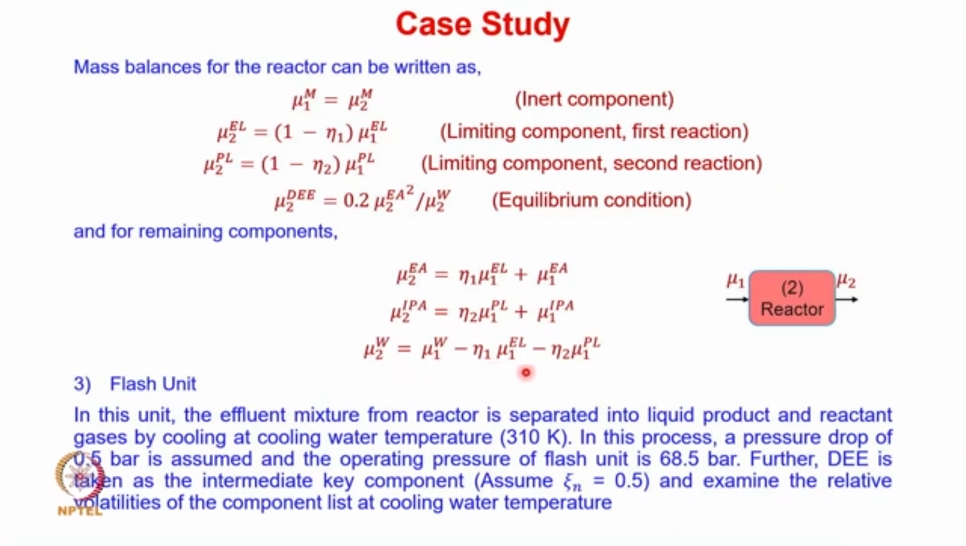Water, if you look at the water, the amount of water coming out from the reactor will be mu1 W, that is nothing but the molar feed rate of the water to the reactor, minus the amount of water which is utilized in the first reaction and the amount of water which is utilized in the second reaction. So that is what is represented here as eta 1 mu1 EL minus eta 2 mu1 PL.